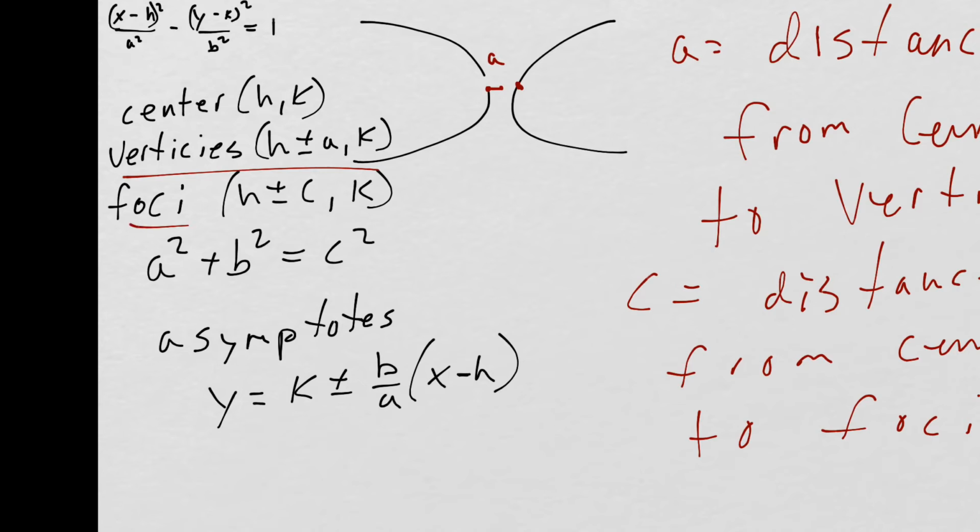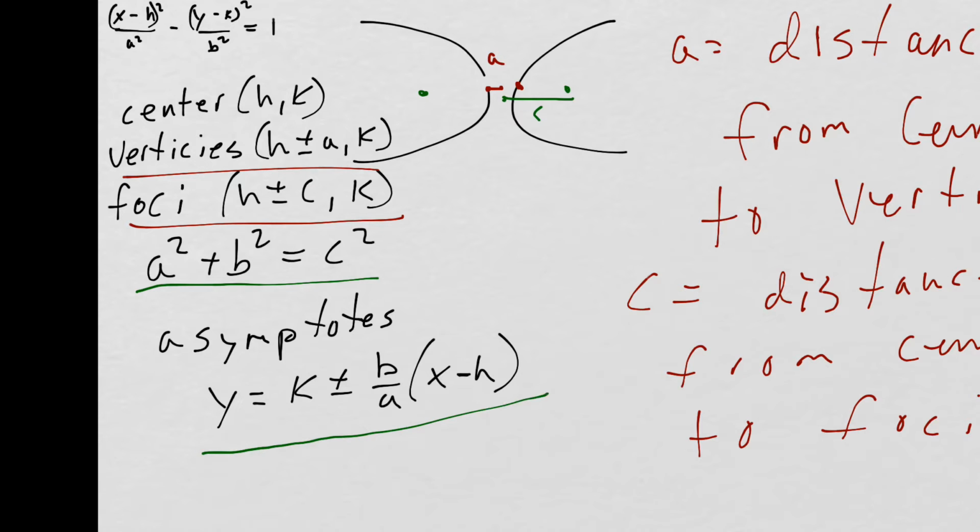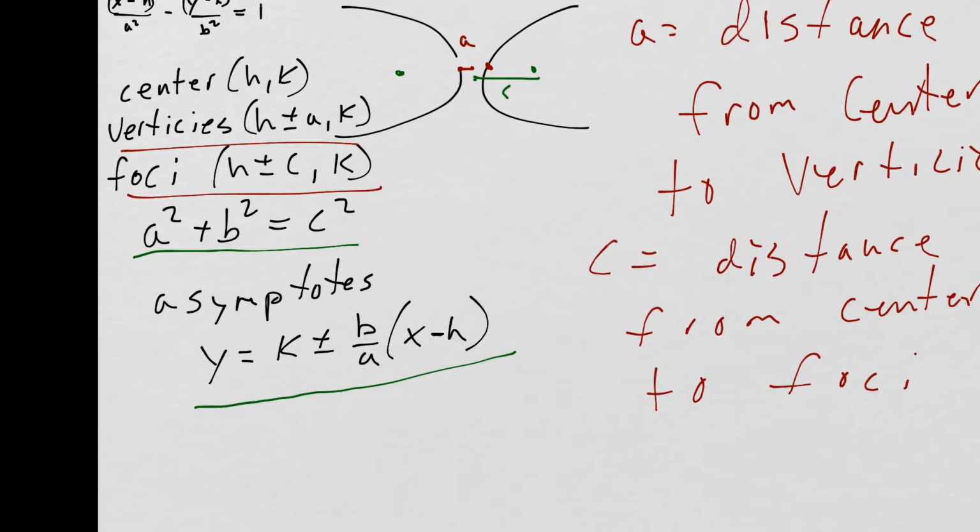So here's the equation for the foci, and they would be in here. This distance from the center to the foci is c. This is the relationship between a squared, b squared, and c squared. And we'll talk about this on Monday, but this is the equation of the asymptote when we're oriented left and right. Okay? How about when we're oriented up and down?